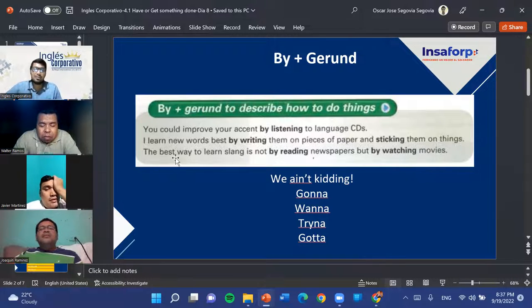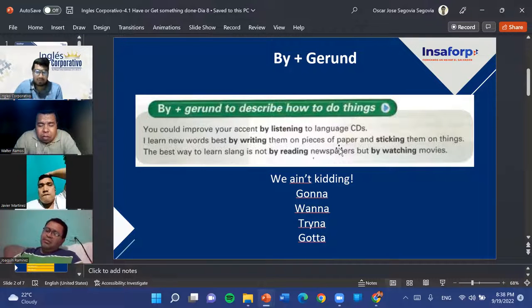So the best way to learn slang is not by reading newspapers, but by watching movies. When you watch movies as well, depending on the kind of movie, of course, you're going to be learning a lot of new words because there are many things happening on the scenes that you can only identify by the context, by what is happening with the characters of the movie. Therefore, that is a very good advice. Whenever you want to learn a slang word or something new, go ahead and watch a movie, go ahead and watch a video. I do that all the time.